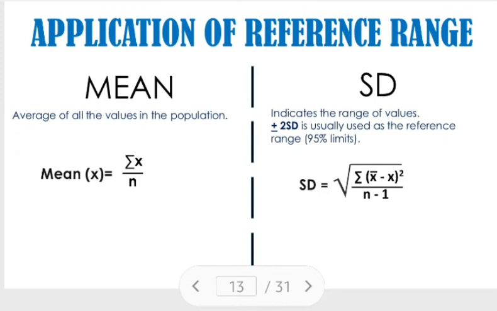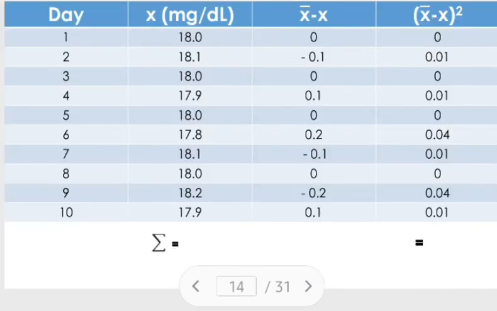Next, we have the standard deviation. In computing the standard deviation, first we have to work out the mean. Since we already have the value of our mean, which is 18, next we have to subtract each number from the mean and square the result. So we have 18 as our mean, and we subtract 18 from the values. 18 minus 18 is 0, then we square the result, which is 0.